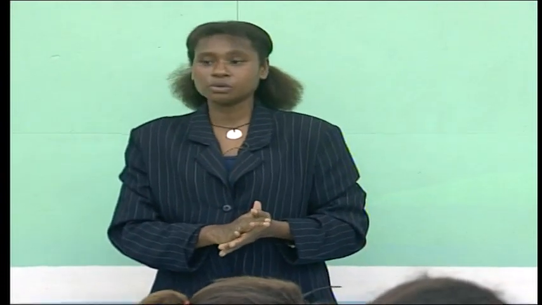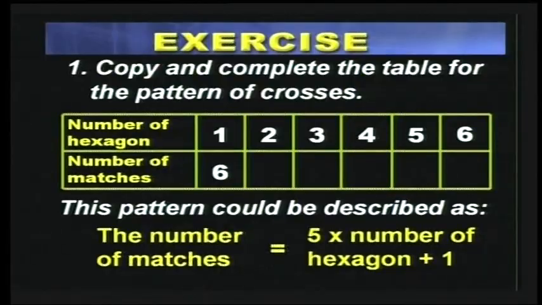Okay, if we don't have any question, I'd like you now to complete that table. I will only give you 2 minutes to complete this. In your groups, I'd like you to complete this table. You have 2, 3, 4, 5, and 6. Using the rule, number of matchsticks is equal to 5 times number of hexagons plus 1. Don't forget to write your rule down.